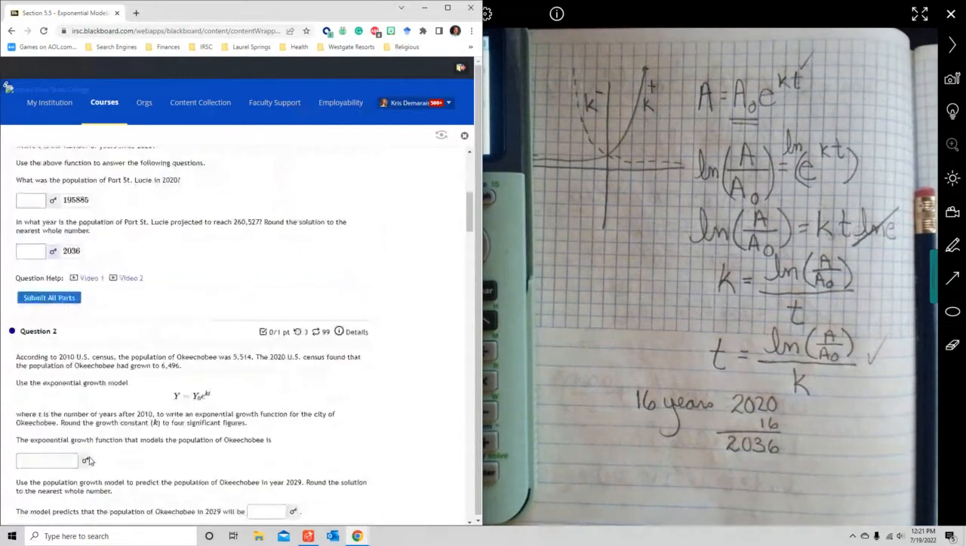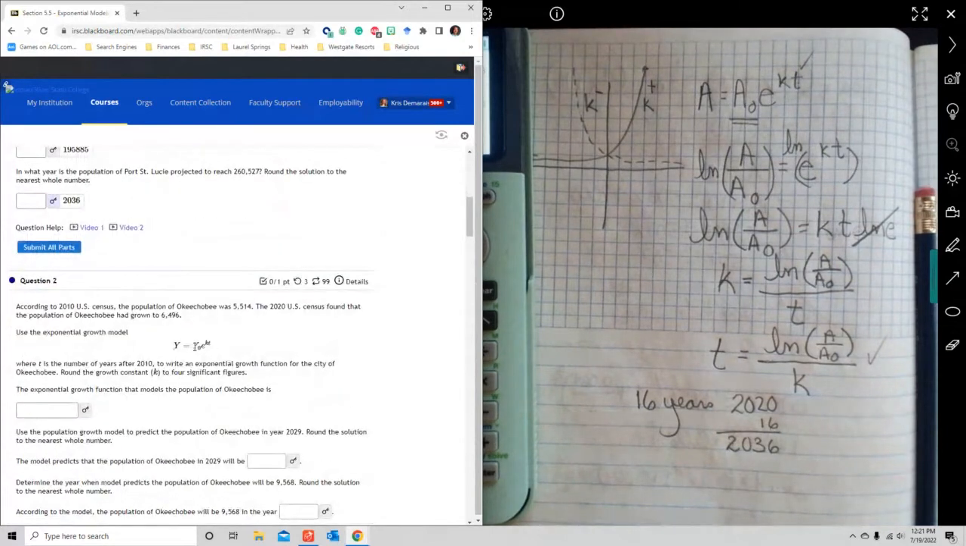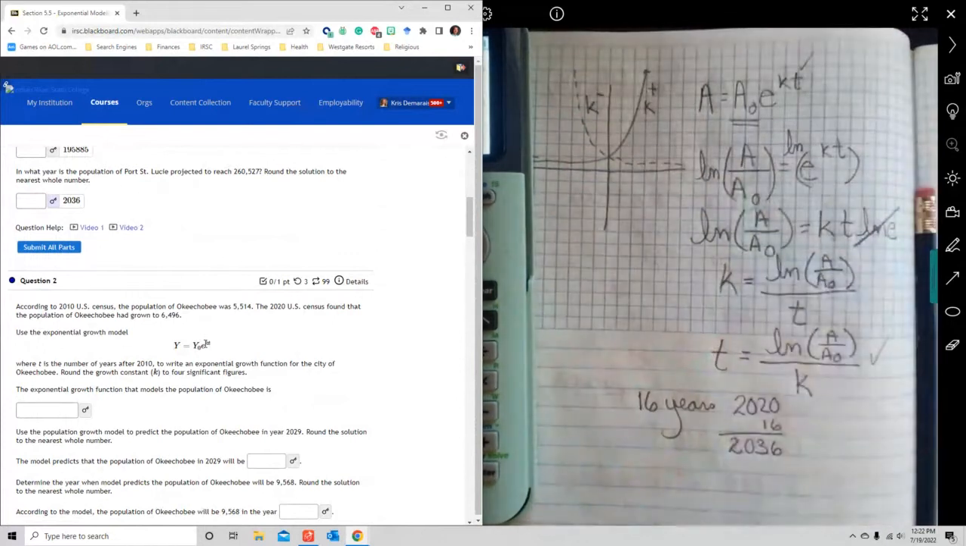So let's take a look at a couple other questions. Here is the formula that they give. It's the same formula as I gave. They changed the a to y. Who cares? It's the same exact formula. It says the exponential growth function that models the population of Okeechobee is blank. So now they're obviously going to give you some values.